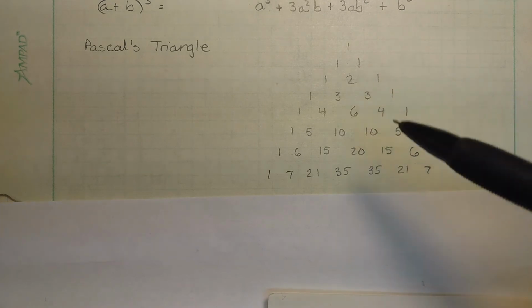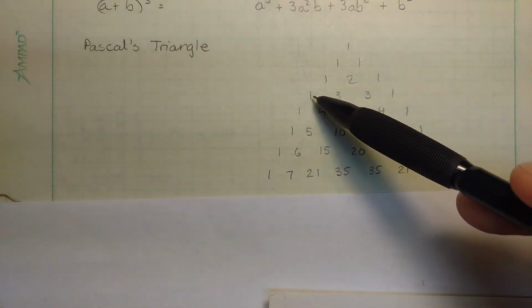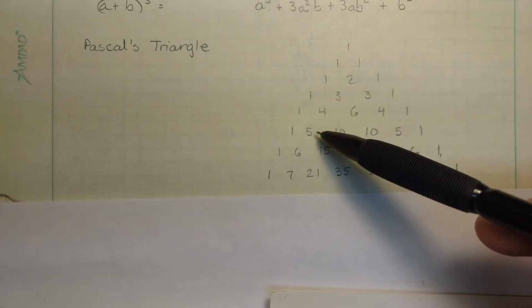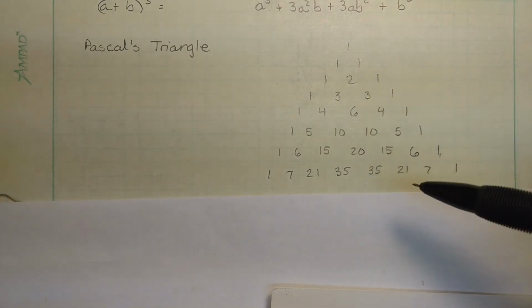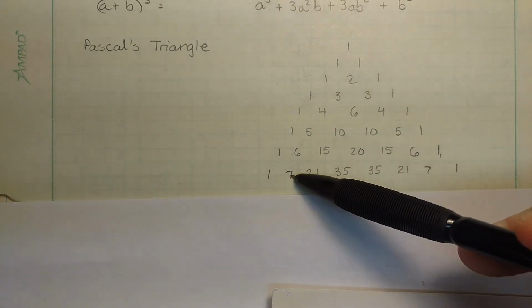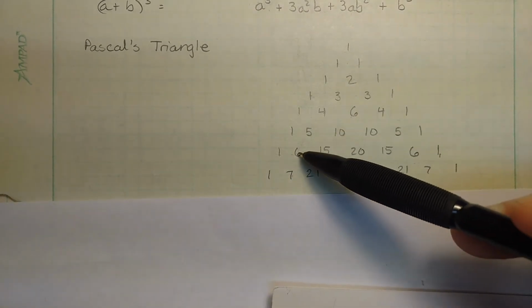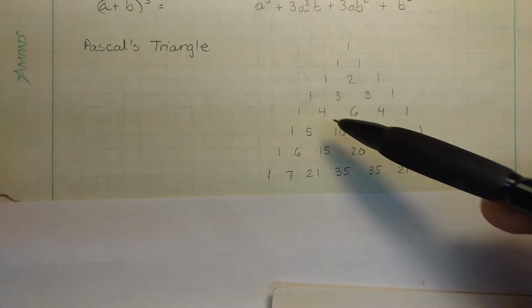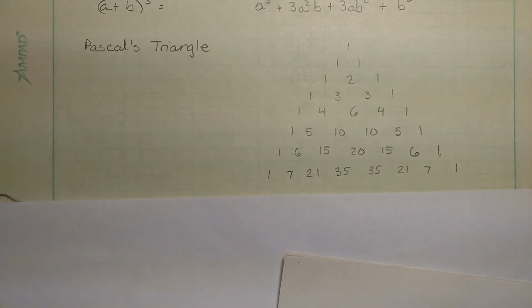The other way to do it is to look at the second term in the row. The second term should match whatever you're raising it to. So if you want to go to the 7th power, you go here where there's a 7. 6th power here. 4th power here, and so forth.